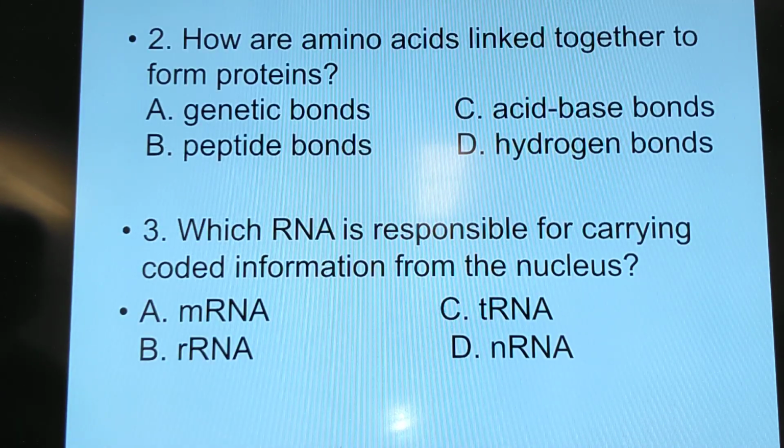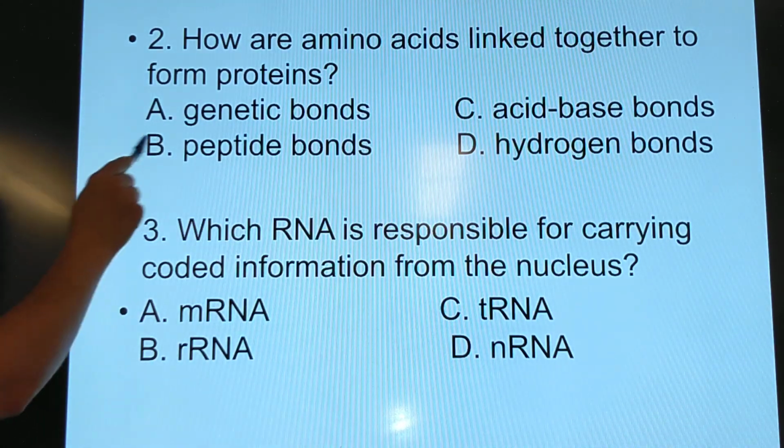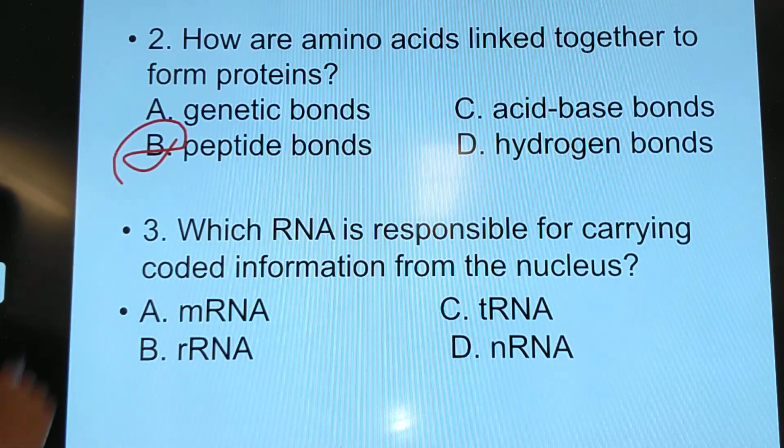Our amino acids link together to form proteins. Okay, so we may have a valine connected to a cysteine, connected to a histidine, connected to a glycine, connected to a glycine, and they're all held together by peptide bonds. Peptide bonds form a big, long polypeptide. That polypeptide will be a protein.